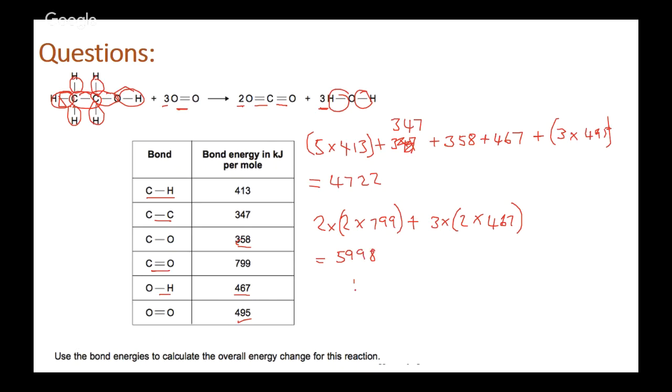So if you then write it out like this, 4722 and 5988, and take away the 4722 from the 5988, you end up with an energy change of plus 1276 kilojoules per mole. So really well done if you got that correct. If you got to this point, you'd have got most of the marks correct. But I would really recommend in these larger molecules to circle all the bonds to make sure that you've got all of them.